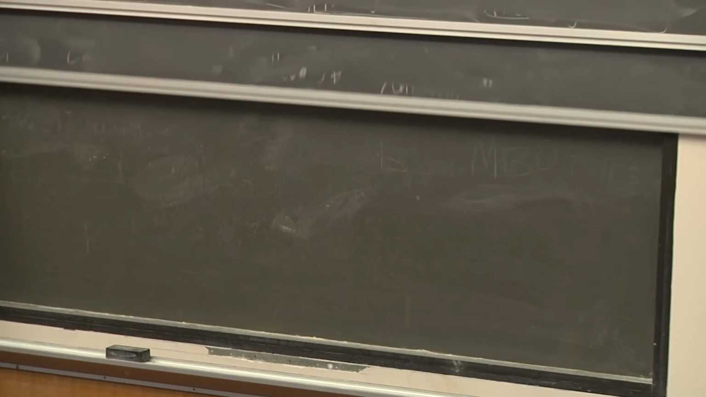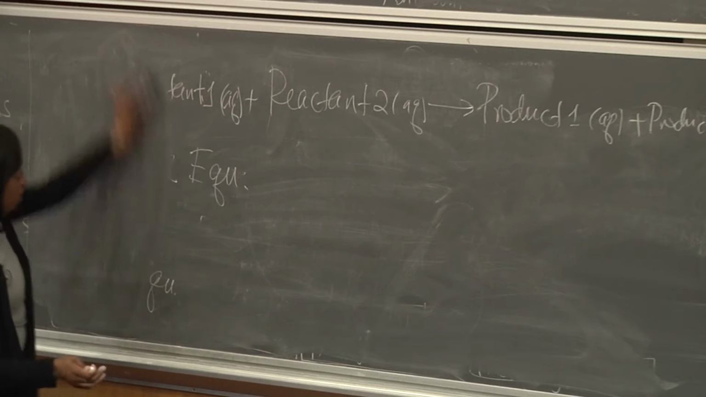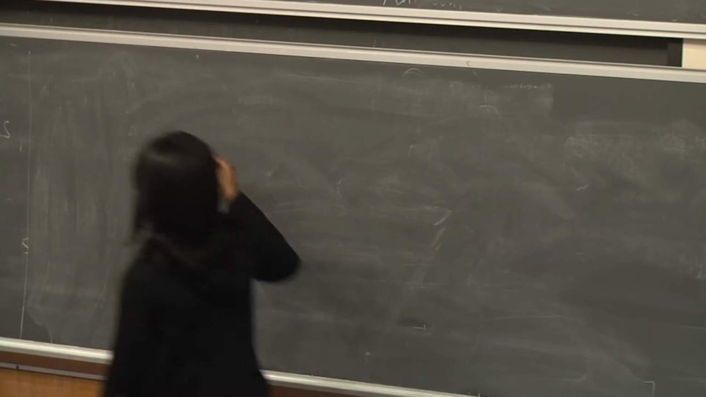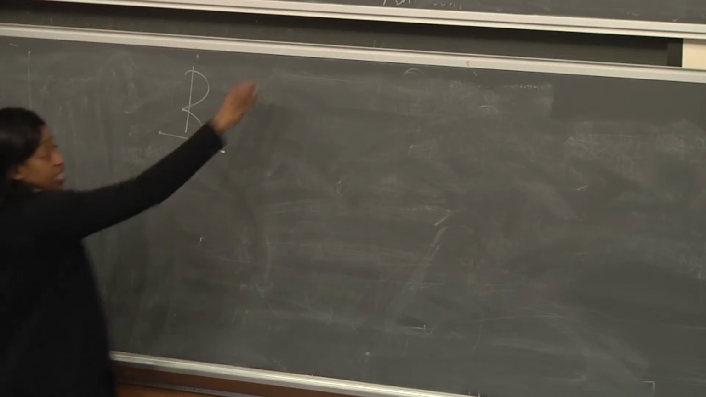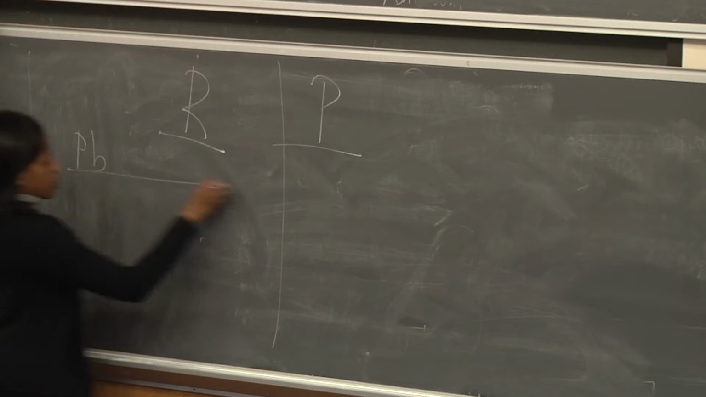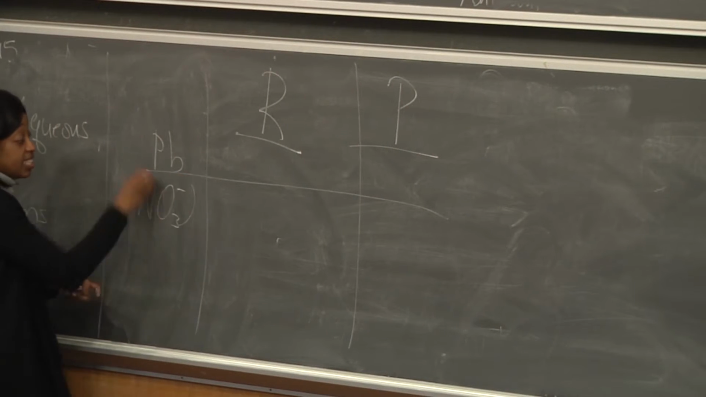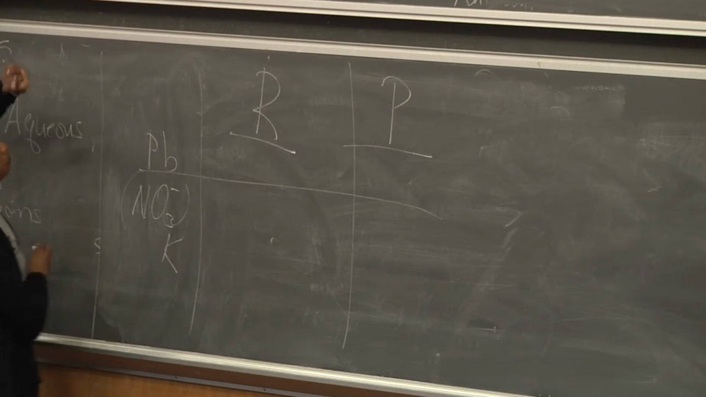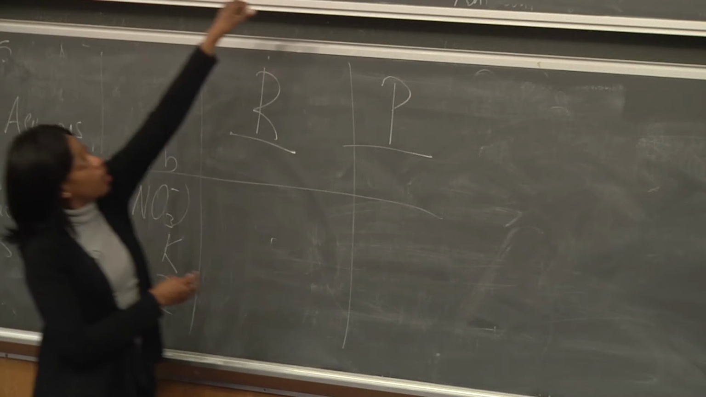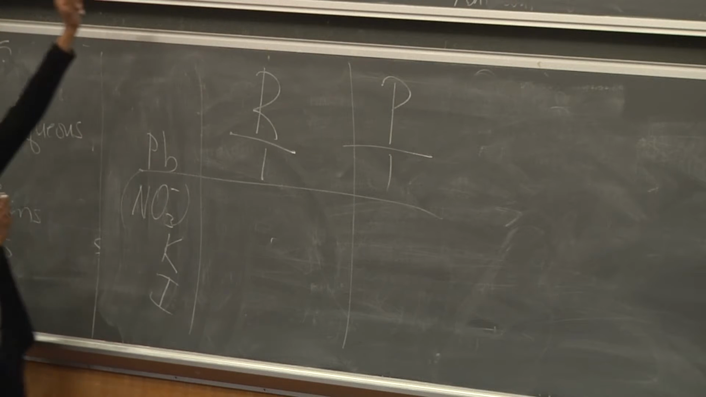To balance the chemical equation, we need to make sure our reactant number of species matches our product number of species for each species. So we need lead. We need the nitrate, because the nitrate is a polyatomic, so that stays together. We need the potassium and the iodide on both sides. Okay, so lead here, 1. Everyone agree? The nitrate here, 2.